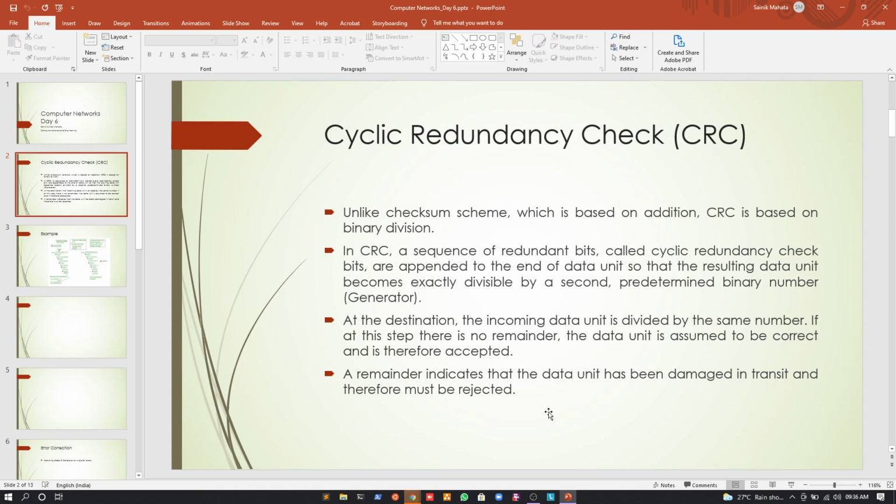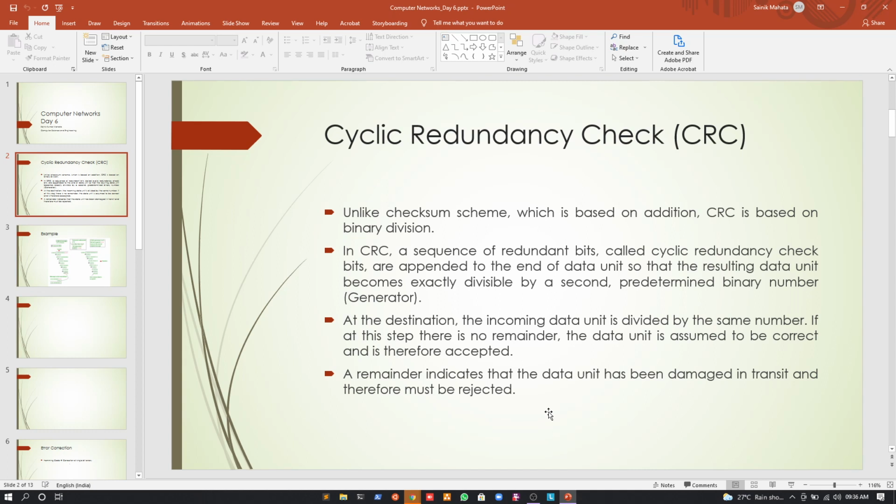If you remember, it was 0 plus 0 is equal to 0, 0 plus 1 equal to 1, 1 plus 0 equal to 1, 1 plus 1 was equal to 10, and 10 plus 1 was equal to 11, right? But that was based on addition. But in the case of CRC, we will be doing something called binary division, or explicitly, it is known as modulo 2 division, right? Modulo 2 division. Now, what is modulo 2 division? We will come to that later.